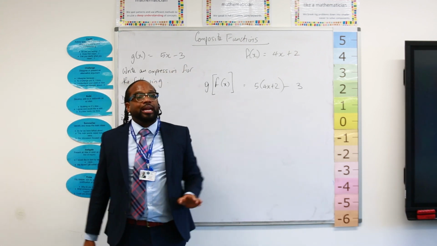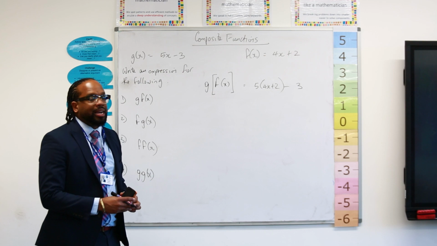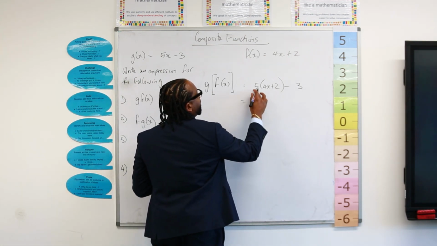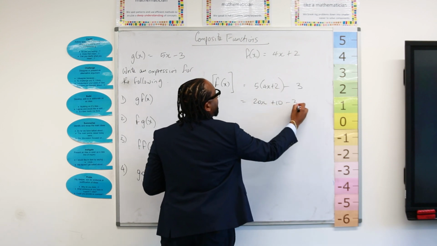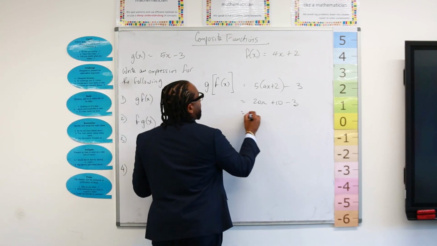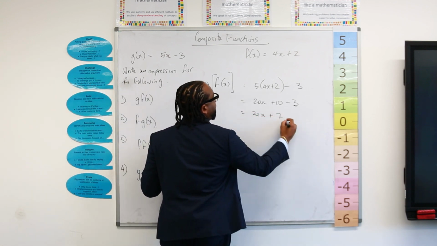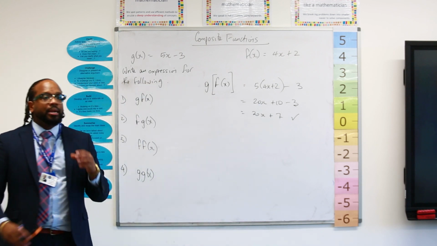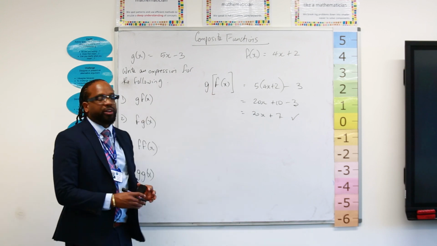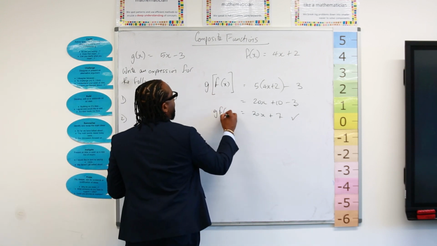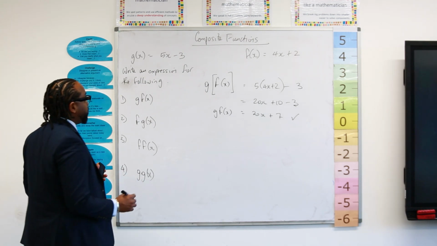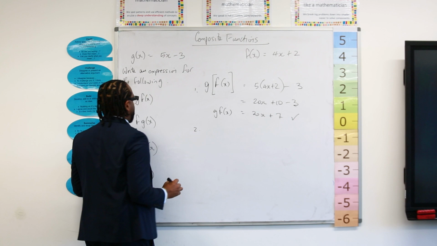Then I'm going to expand and simplify using the basic facts of algebra. So 5 times 4x is 20x, 5 times 2 is 10, and that is minus 3. Then I'm going to simplify by saying this is 20x plus 7. So that is my algebraic expression for g of f of x. So g f of x is equivalent to 20x plus 7. Now look at example 2. This is example 1, example 2.